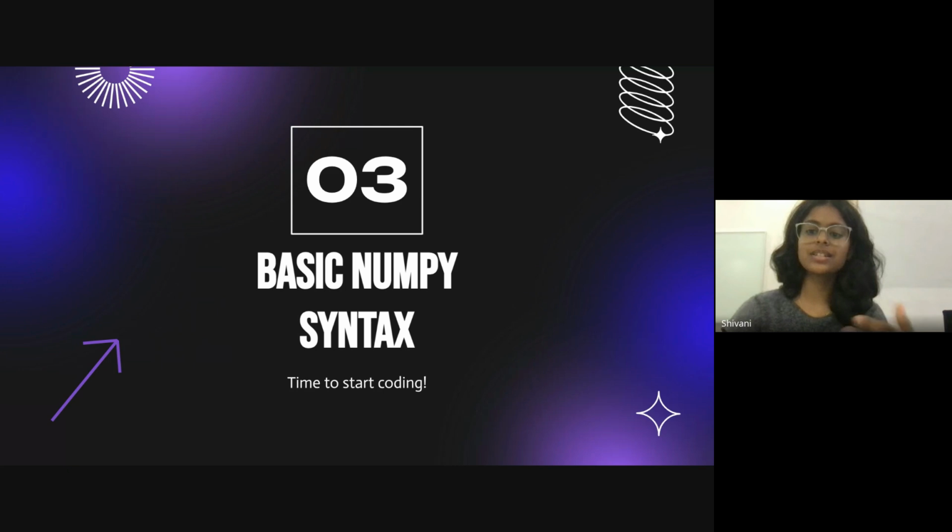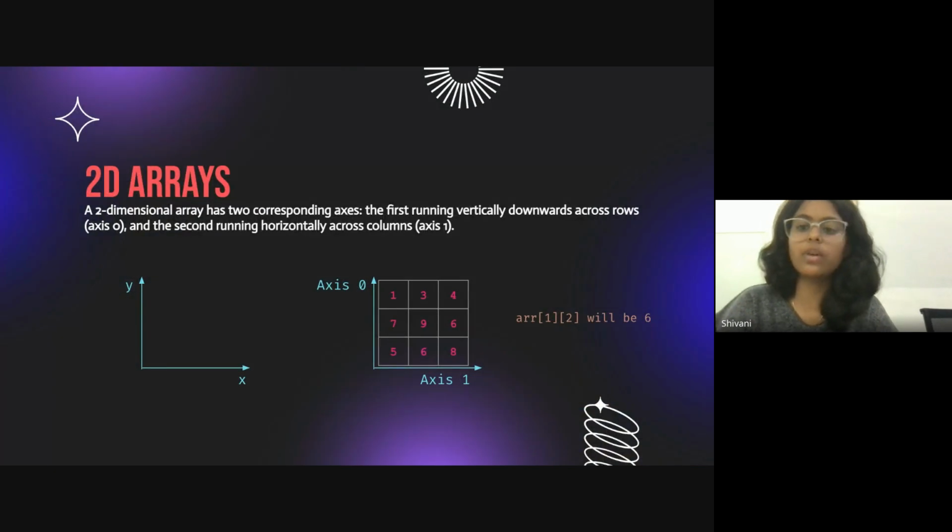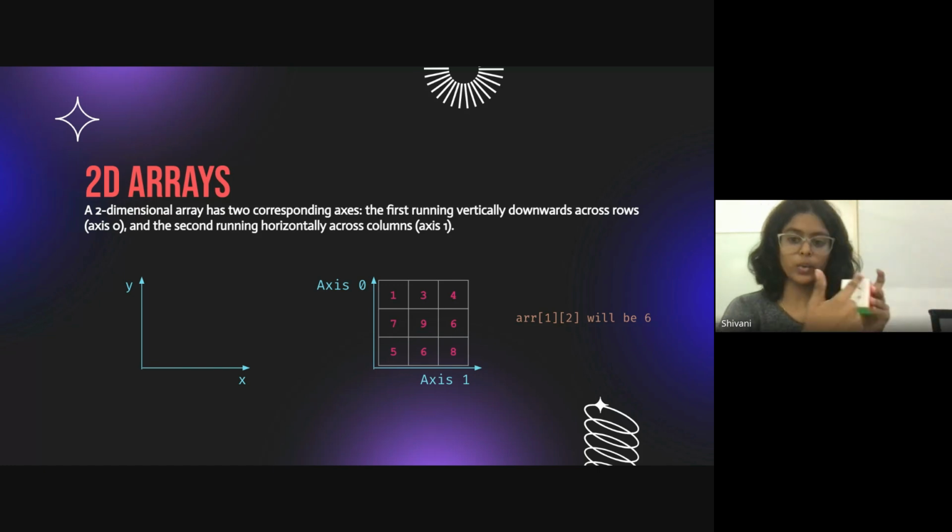Thanks, Shamsin. Data is stored in NumPy like multi-dimensional arrays. So axes are defined for arrays with more than one dimension. So with that, let us now dive into 2D arrays. A two-dimensional array has two corresponding axes. The first running vertically downwards, and the second one running horizontally across the columns. So that will be called axis 0, and the second one running across the columns will be called axis 1.